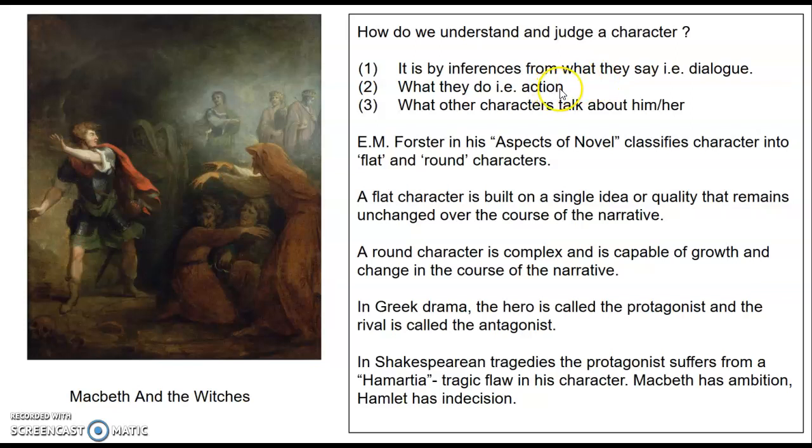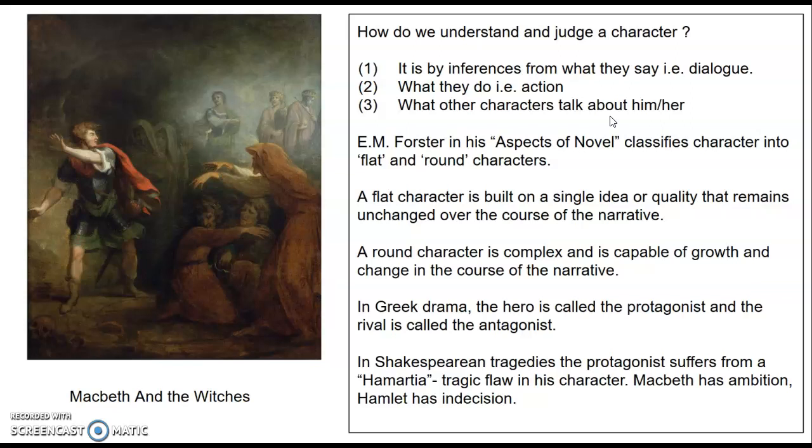Second, what they do, that is their action. When Macbeth kills Duncan, this action reveals a lot about Macbeth. It is said that action speaks louder than words. So by watching or reading the actions of a person, we can judge his character. And third, what other characters talk about him or her. In a drama, characters talk about one another, and what they say about the other character reveals the character of both of them. So when Macbeth speaks something about Duncan, it reveals the character of Duncan as well as the character of Macbeth.